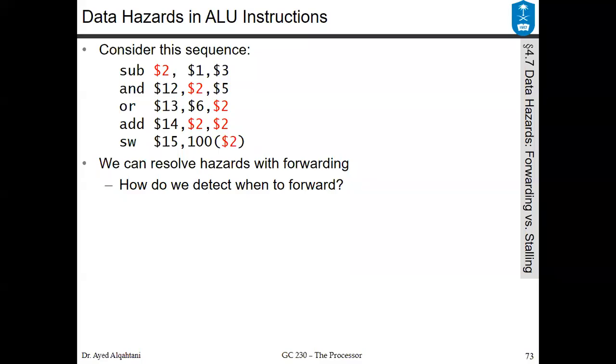At this point, we want to apply forwarding to our hardware. And to do this, we need to answer two questions. The first question is how to detect when to apply the forwarding. And the second is how to implement it. So it's about detection first, and then implementing.